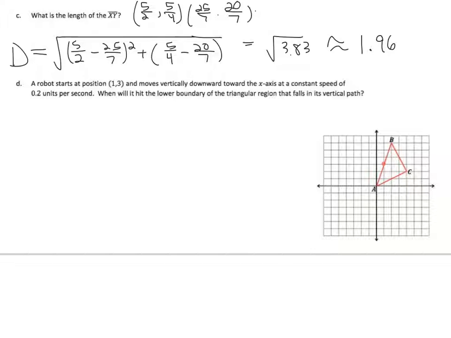Alright, a robot starts at position (1, 3), over 1, up 3, and moves vertically downward towards the x-axis at a constant speed of 0.2 units per second. Straight down. When will it hit the lower boundary of the triangular region that falls in its vertical path? So I'm going to erase that so I can see it. So really we're trying to get from here to there.